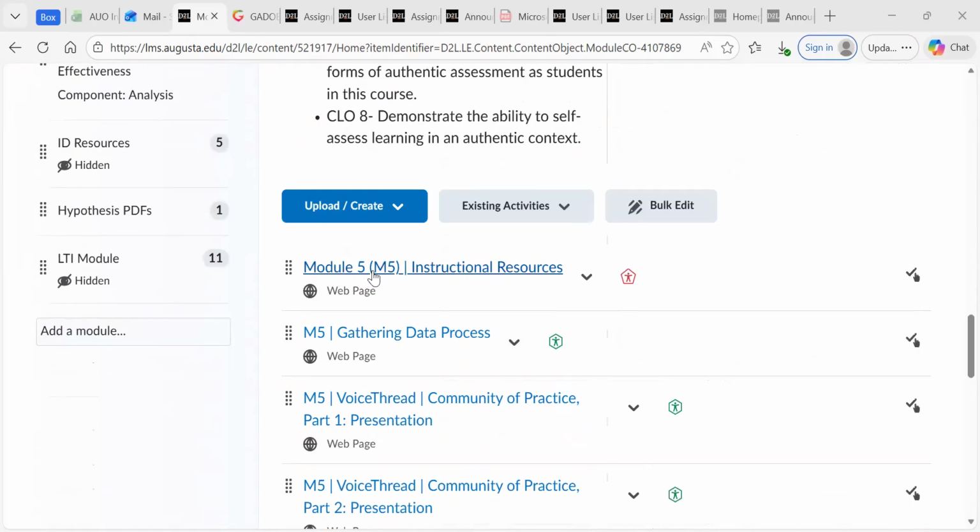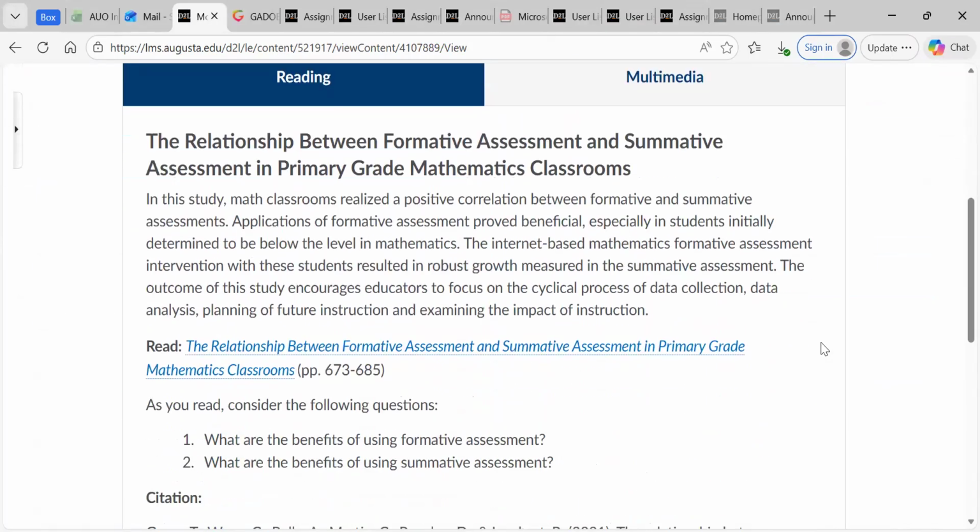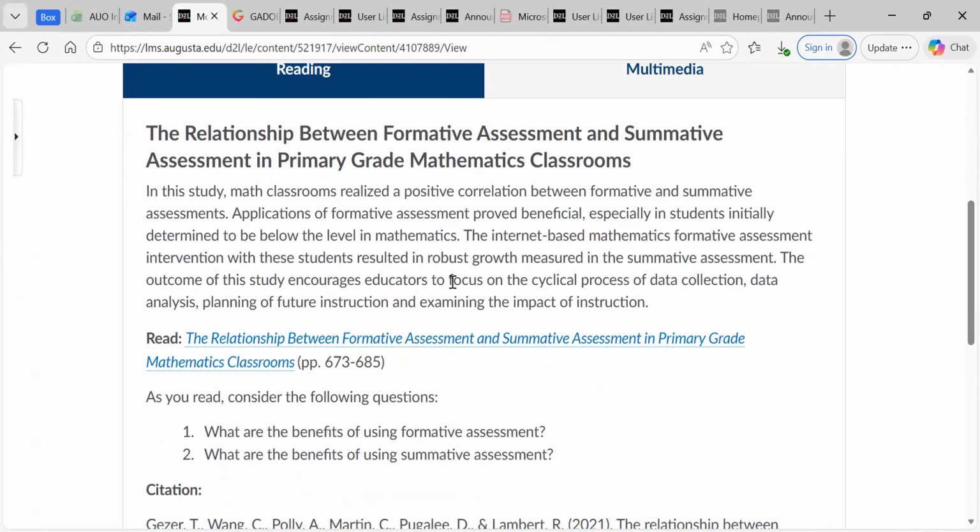We will be looking at our instructional resources. We have a few different ones this week. So looking at a relationship between formative assessment and summative assessment, we know that both of these are very important. Now, this is specific to a mathematics classroom, but if you're not a math teacher, that's fine, but you can still look at some of the processes that are used and the application of both formative and summative assessment data.